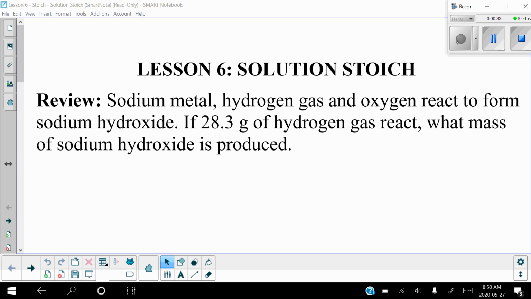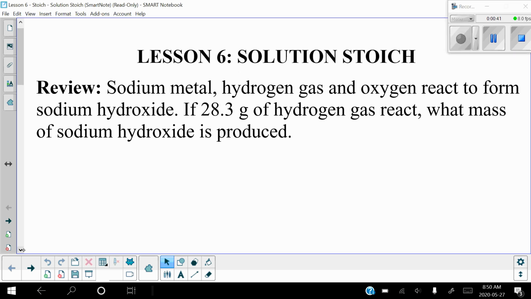Okay, you can go ahead and fast forward through this if you don't need it, and then we will move into the real one. Okay, review. Sodium metal, hydrogen gas, and oxygen react to form sodium hydroxide. Okay, so this is a formation type of reaction. You can have 3 or more elements coming together to still form something.